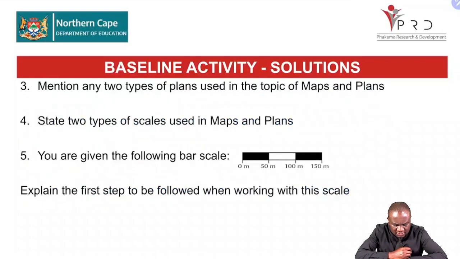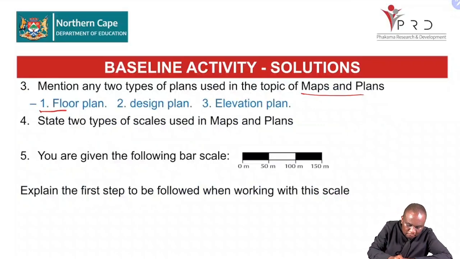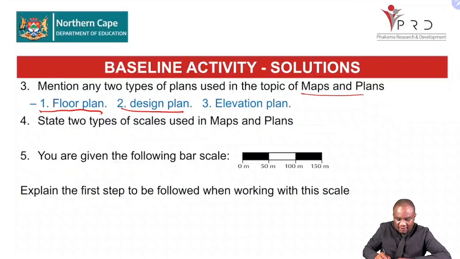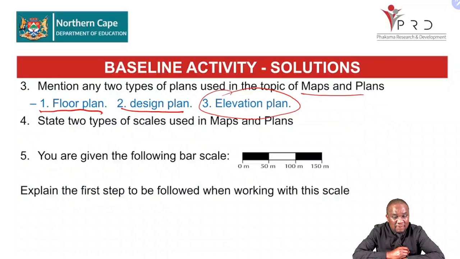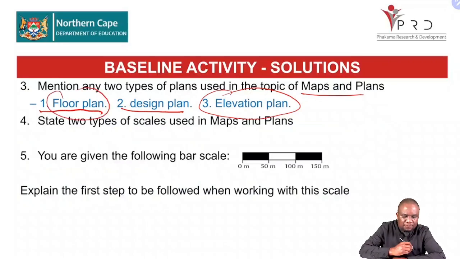And then mention any two types of plans used in the topic of maps and plans. Any two. Okay, we talked about this when we looked at the pre-knowledge. Any two types of plans. We have the floor plan, we have the design plan, and then we have the elevation plan. That's the one we are going to look at today, mainly, and part of this.